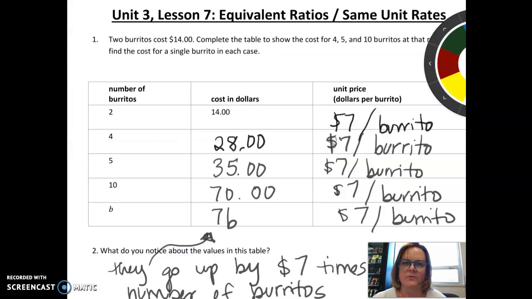I'm going to talk about Unit 3, Lesson 7. We're talking about equivalent ratios, which are the same unit rates. That's really going to be our focus for this lesson.